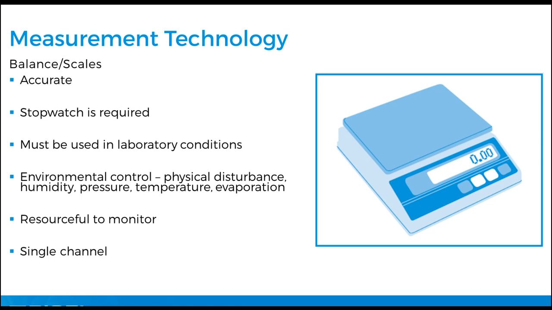Physical disturbance is another factor. If I have some scales, and we've got experience here within Rigel Medical, if I use scales, then I rest on the table, one of the cables gets nudged, a tube gets nudged. All these types of things have a factor on overall accuracy. And although it's really great and really uber accurate, there's a lot of shortcomings by using scales. So again, they're resourceful to monitor, and single channel, one set of scales, one infusion device. You would have to have various sets of scales and jigs to set this thing up.